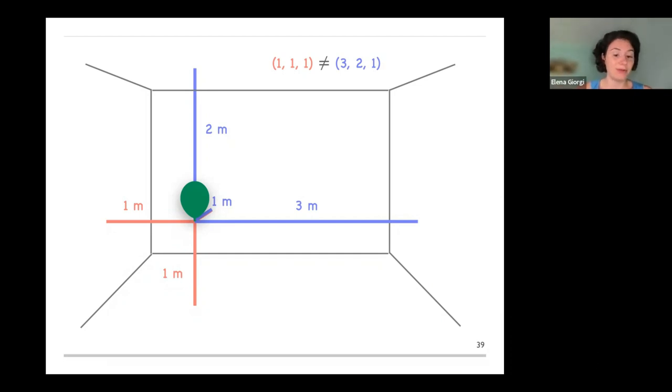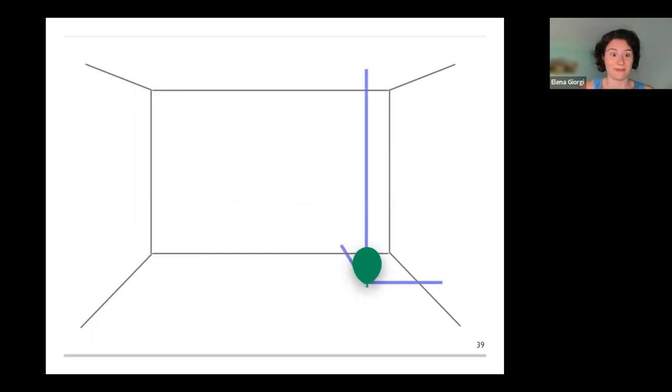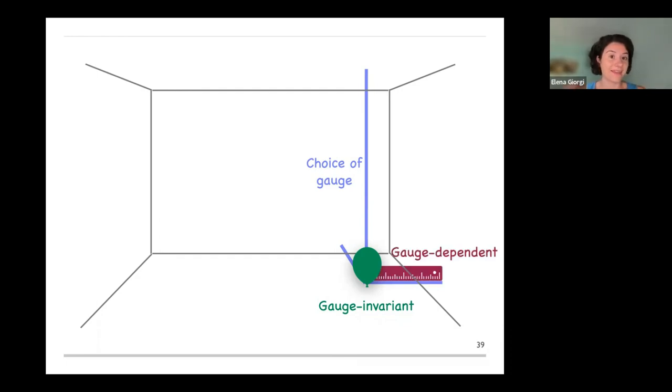Now let's say that I choose to give you the blue measurement. And now the balloon moves in the room, and after it has moved I will have to give you again the same blue measurement to describe its position. So in this example, the balloon's position is the gauge invariant quantity, the physical reality, the gravitational wave. The blue measurement is our choice of gauge. These proofs can use very different choices of gauge, which can be quite complicated, but in this case it would be the blue measurement. And the actual measurement, the distance from the wall that I decided to give you, is the gauge dependent quantity. So it's very much related to the choice of gauge.